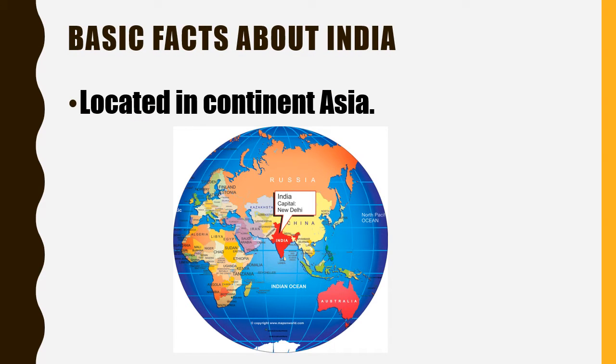India is located in the southern part of Asia. India consists of the mainland and two groups of islands, one in the Arabian Sea and the other in the Bay of Bengal.